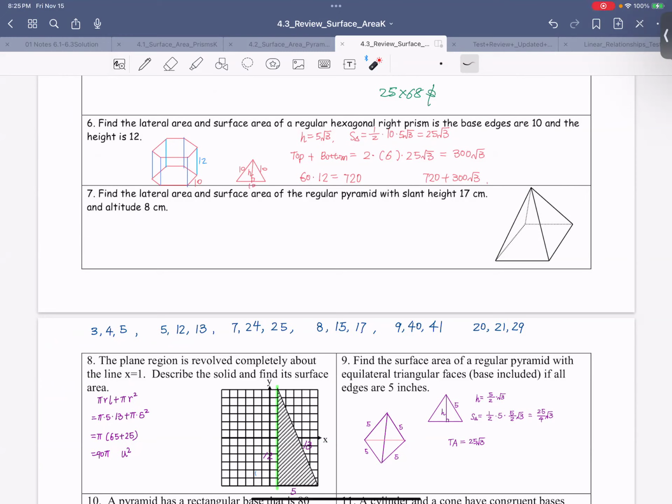Number 7, go ahead, do it. So now you see, if you don't know how to draw it, it's going to be hard for you to solve. If you can draw, you can solve.